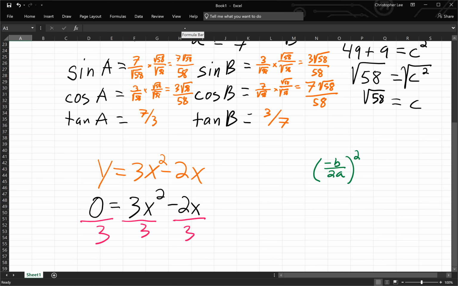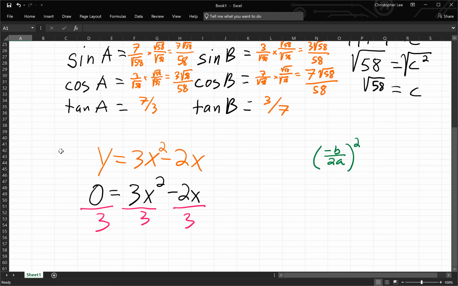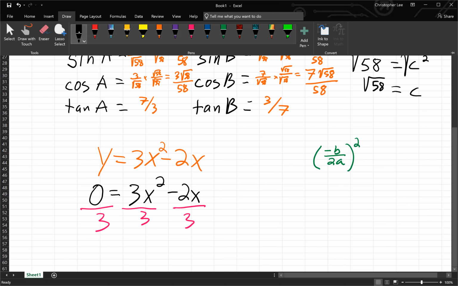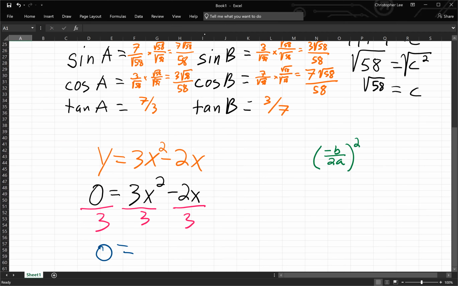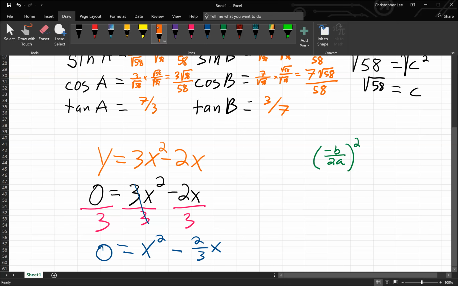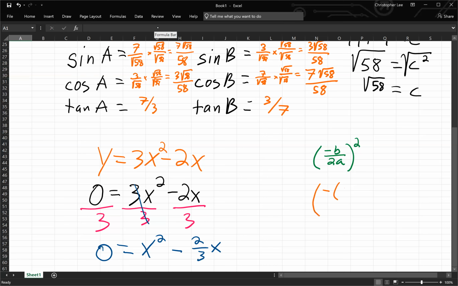Everything, right? So when I do that, what do I get for my A term? I'm going to get, well, 0 is equal to x squared minus 2 over 3x, right? Now take that, plug it into the formula that we have over here. So this becomes negative times negative 2 over 3 divided by 2 times A, which is what? 1. And we're going to square that, right?